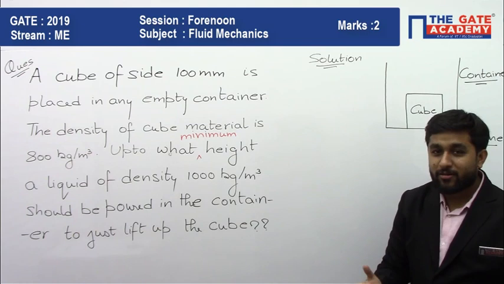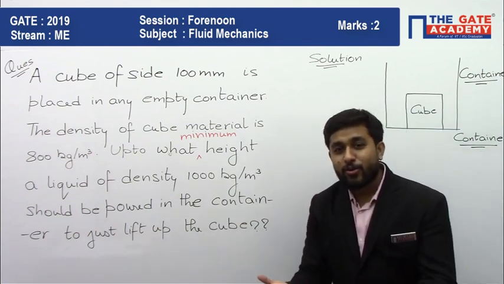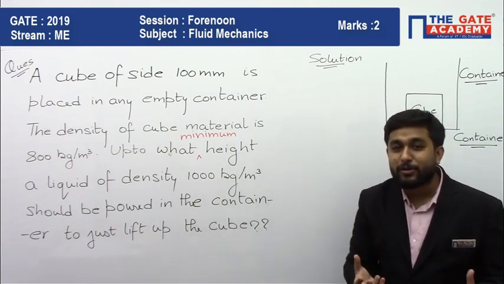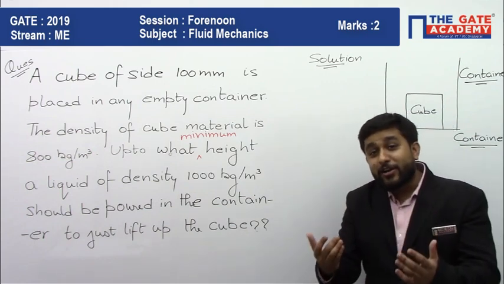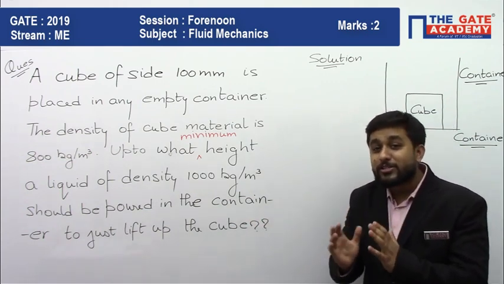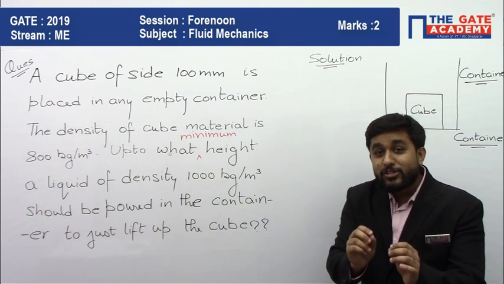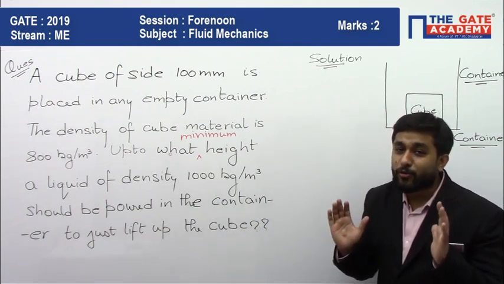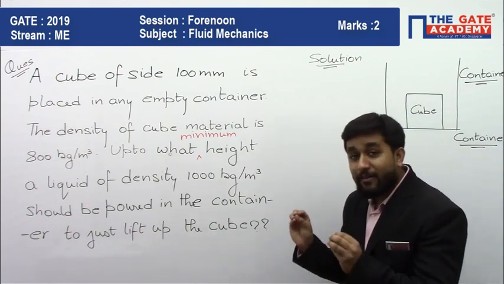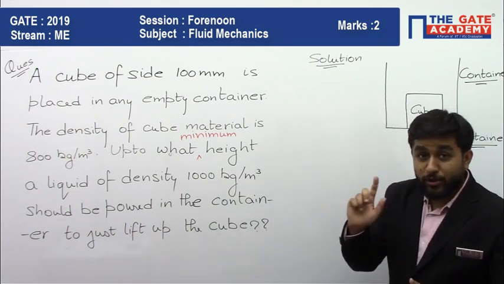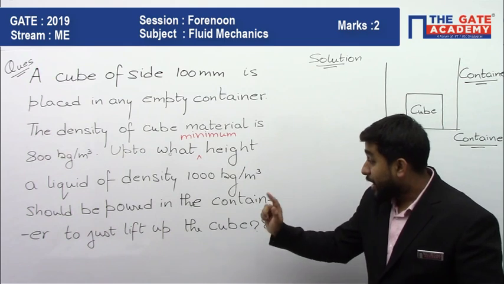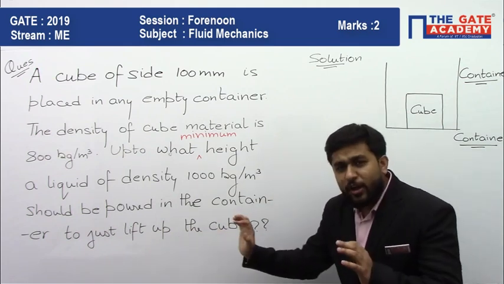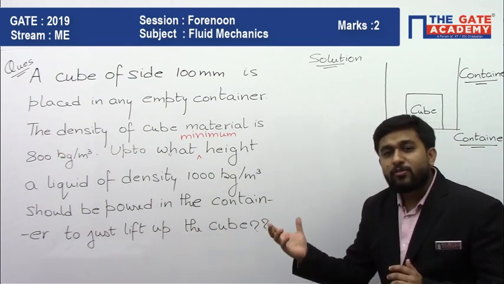Now check. There is a container, there is a cube which has 800 kg per meter cube density. Inside the container there is a liquid, also of 1000 kg per meter cube density. The density of the body is less than the density of the liquid, so definitely the body is going to float in the liquid, right? So we are going to have a floating condition. But for the floating condition, what they are saying is that we need to just lift up the cube. What is the meaning of lifting up the cube?